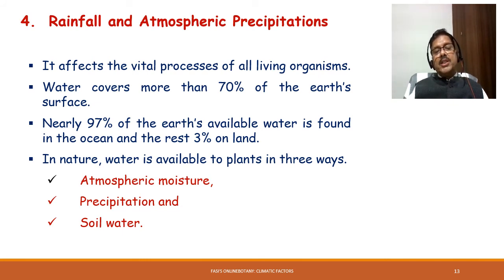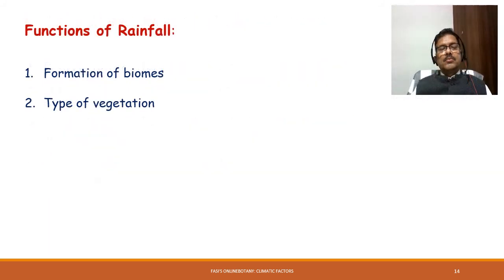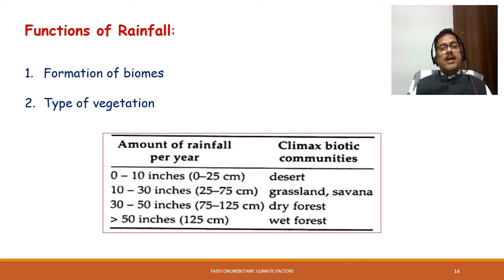In nature, water is available to the plants in three ways. That is atmospheric moisture, precipitation, and soil water. Now, functions of rainfall. The first one is formation of biomes. The annual amount of rainfall evenly distributed in temperate latitudes determines the climax biotic communities. Then the determination of type of vegetation. The annual rainfall determines the type of vegetation in any region.